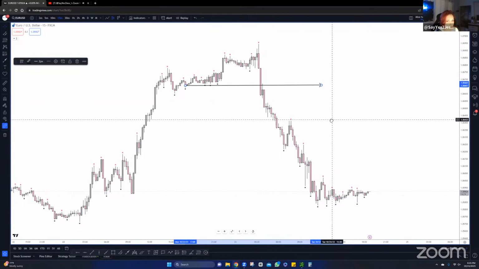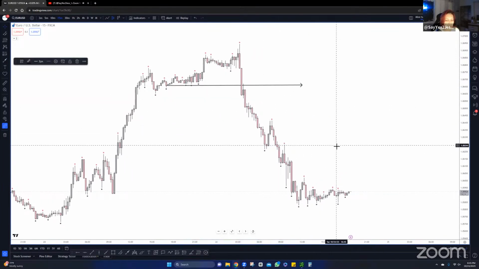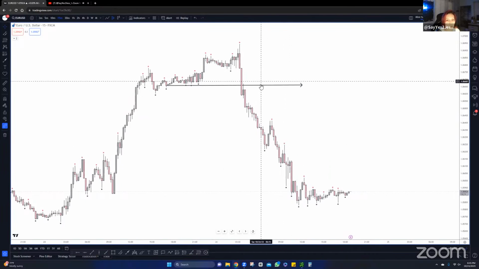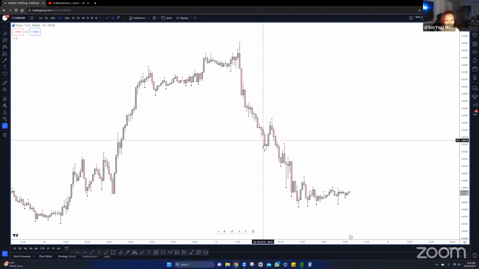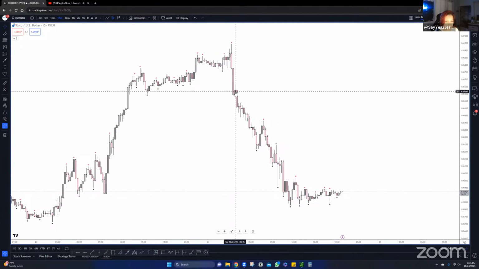We have a break and a retest right here. Okay. Now, what we're going to do is identify this swing high to this swing low. Why am I not doing any of this? Well, because this is just a minor pullback. We are trying to get the swing move.